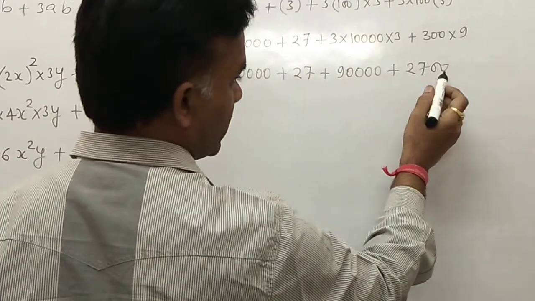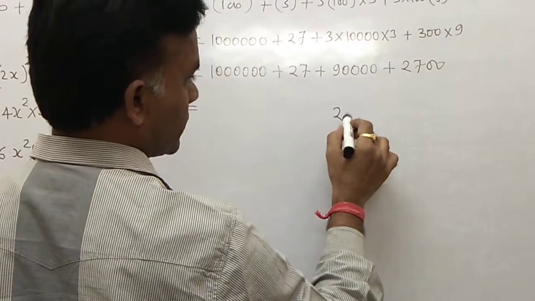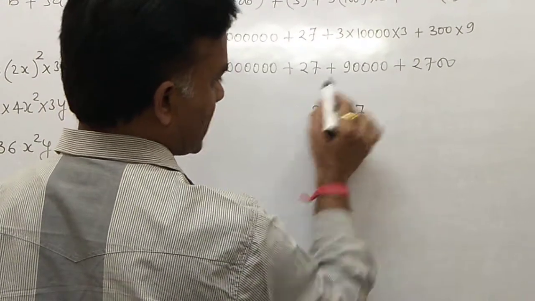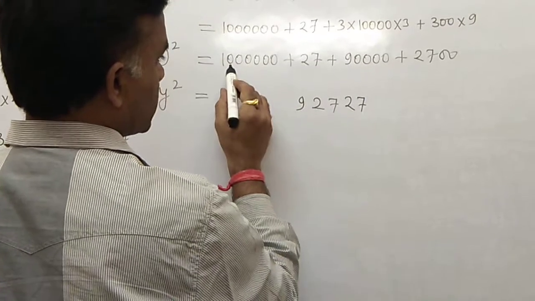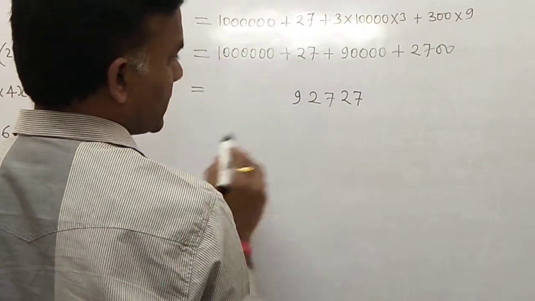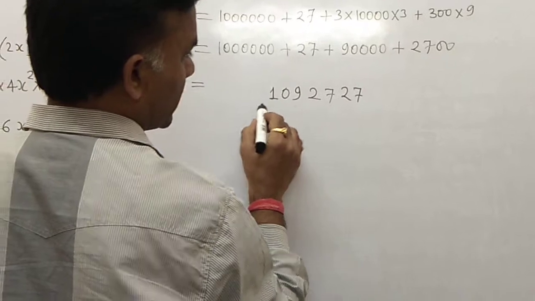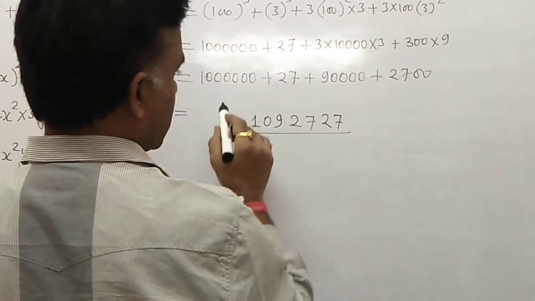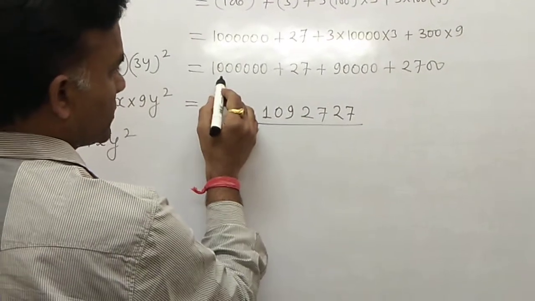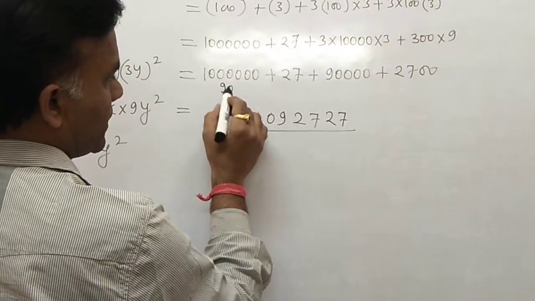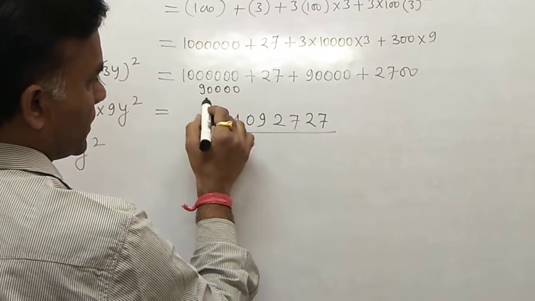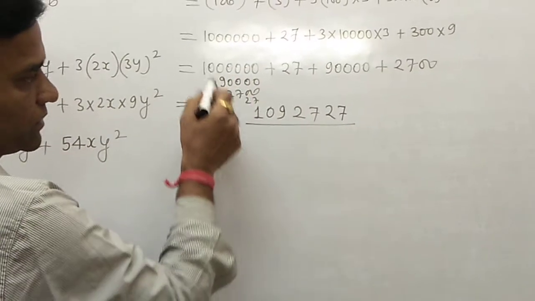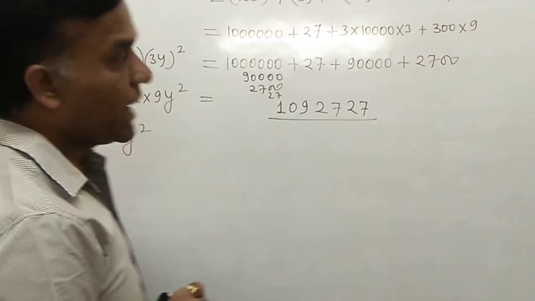So 27 here, then 27. Fifth place is 9, so you write 9 here. So 1, 2, 3, 4, 5, 6, so 0 and then 1. So the answer is 1092727. Maybe you write down 90,000 like here in this way, 2700 in this way, and then 27. You add in this way and then write down the answer.